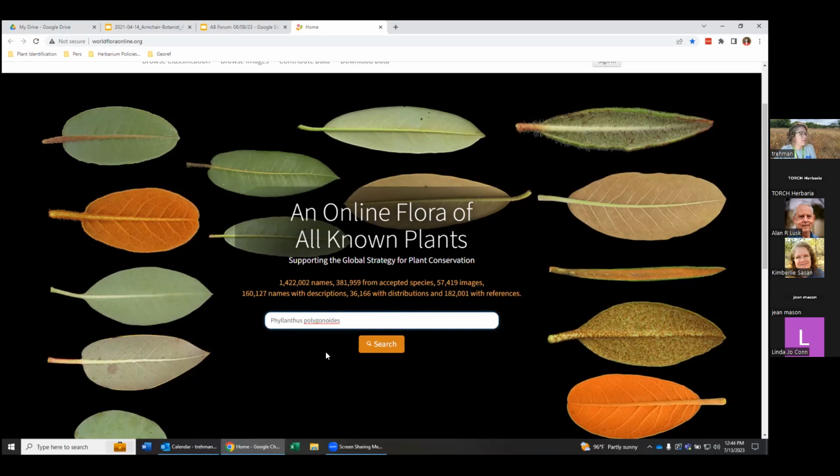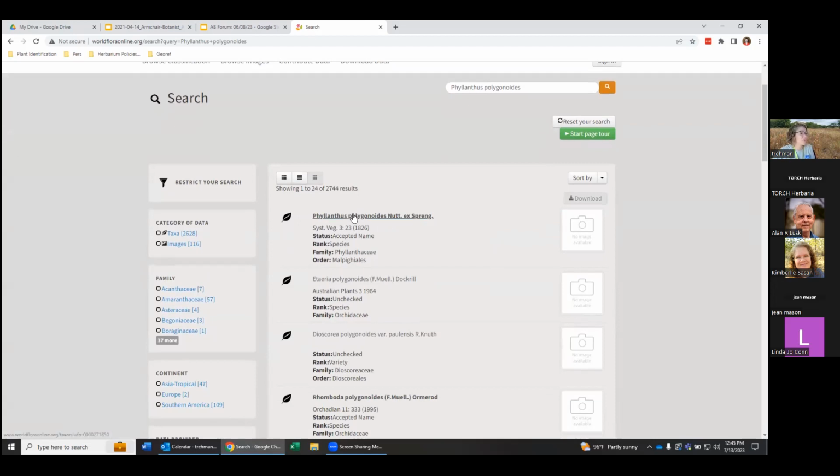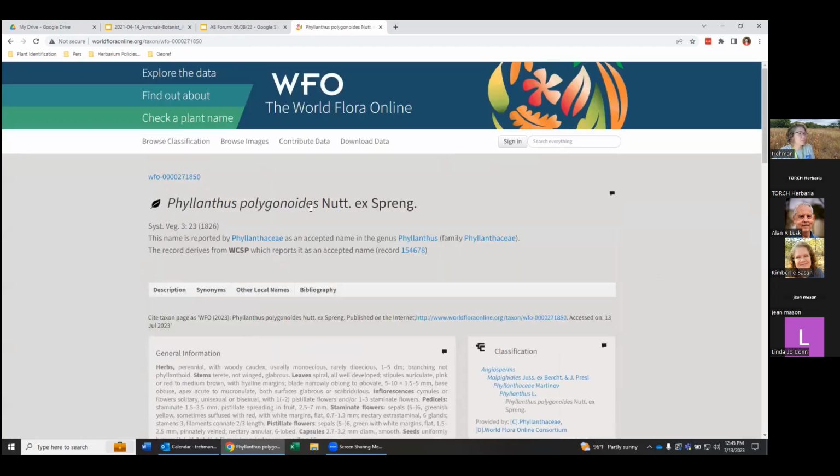So here is Phyllanthus polygonoides. And I'm sorry, I am at the World Flora Online. This is an aggregator of information and of names and of synonyms. And so there are probably spots where you may question what it's telling you, but it's a good resource for you to use. So here's Phyllanthus polygonoides. This is the name I just looked up. And it says that this is an accepted name in that genus.